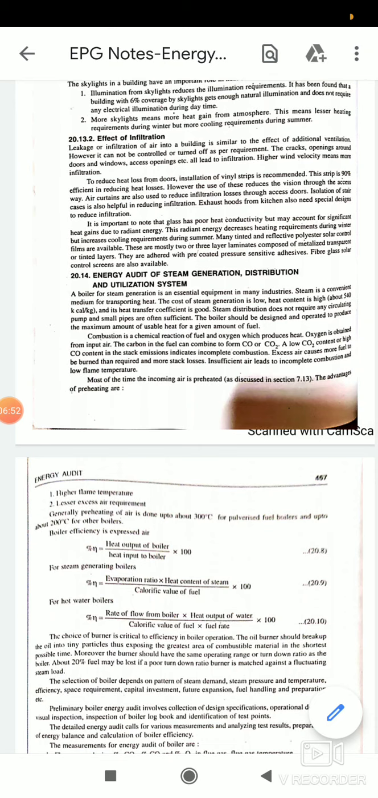Most of the time the incoming air is preheated, and there are advantages of preheating air, that is higher flame temperature and lesser excess air requirements. So these are the two methods by which the energy audit can be done of a building or of a steam generation, distribution or utilization system.